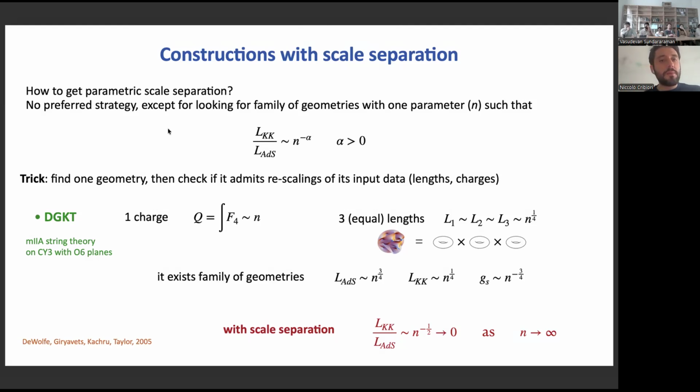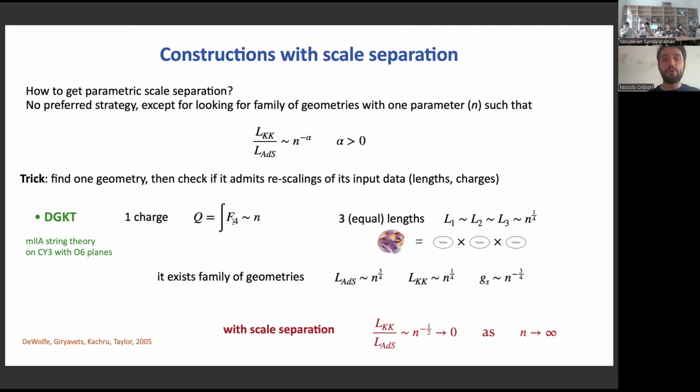So as I was saying, the problem is to find scale separation in de Sitter, and the problem is that there is no preferred strategy, okay? You have to somehow be lucky, in a sense, to really end up in a vacuum which has this property. What we do today is try to find models which obey this relation. So there is a one-parameter family of vacua. For example, in AdS5 × S5, we have this parameter N, which can be tuned arbitrarily large. And for DGKT it is the same. There is a parameter, which is a flux charge here.